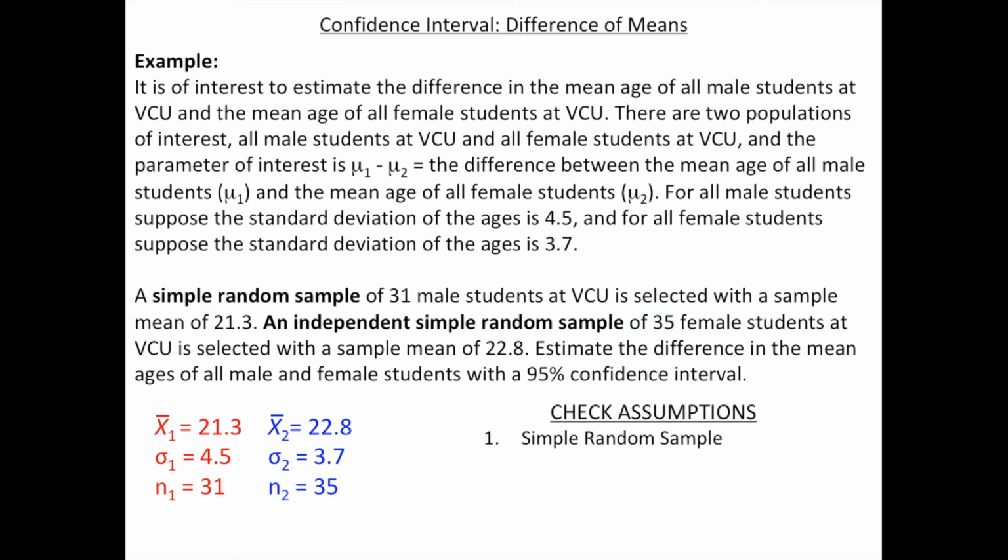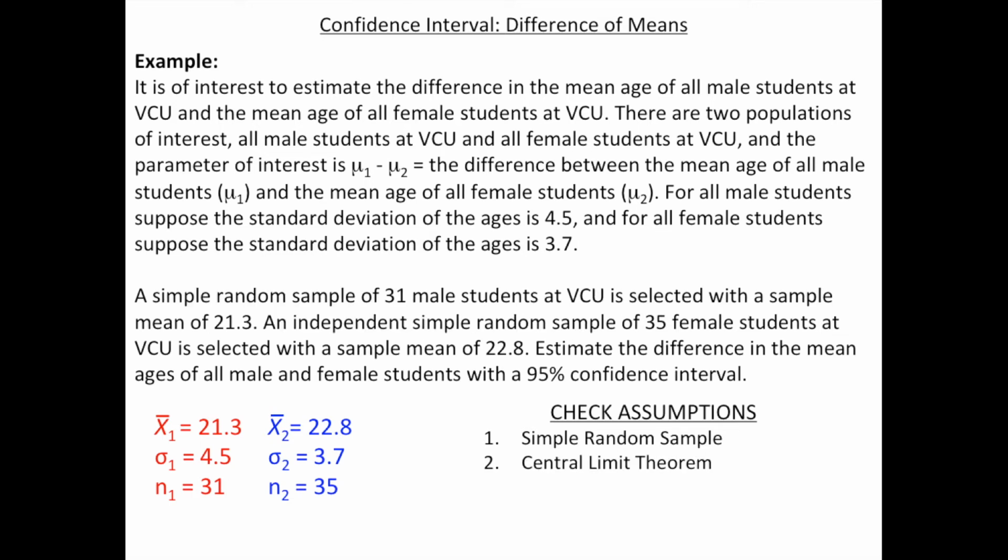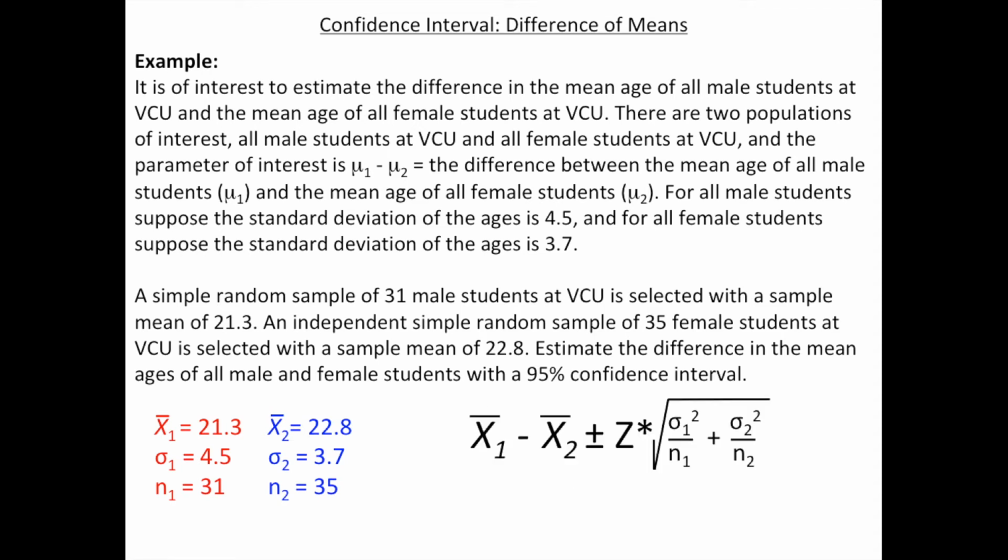We have 2 independent simple random samples, and when we check our central limit theorem, we are not told of any distributions for our populations, and so we can compare 31 and 35 both to 15. Both are greater than 15, so our assumptions are satisfied. Then we can move forward by using our formula for a confidence interval.